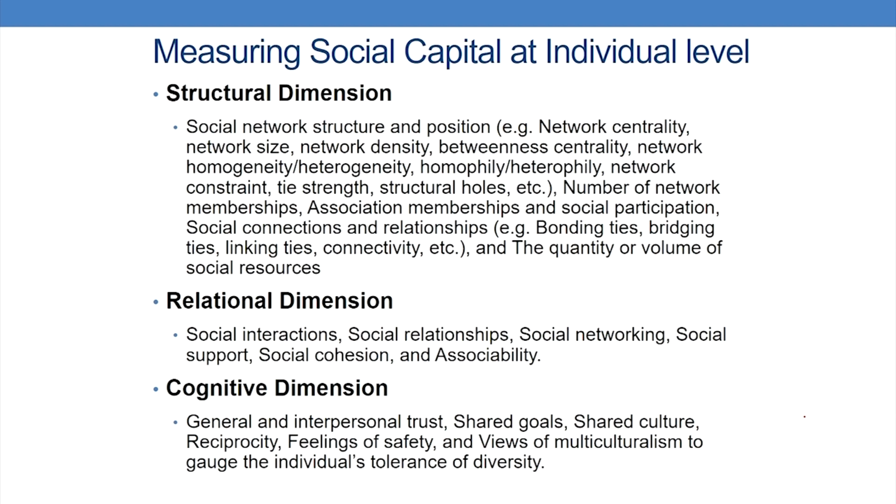Structural dimension would include degree of trust, social network structure and position, for example network centrality, network size, network density, number of network memberships, association memberships and social participation, social connections and relationships, and the quantity or volume of social resources. Relational dimension will include social interactions, relationships, networking, cohesion and associability. Cognitive social capital will include general and interpersonal trust, shared goals and the like.